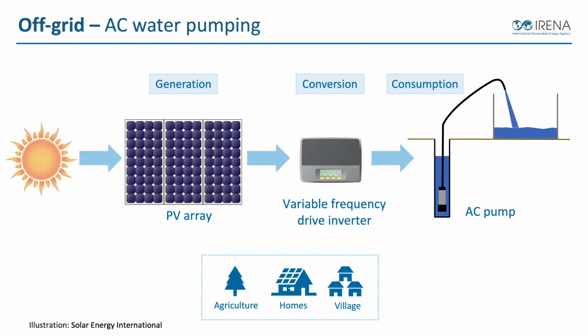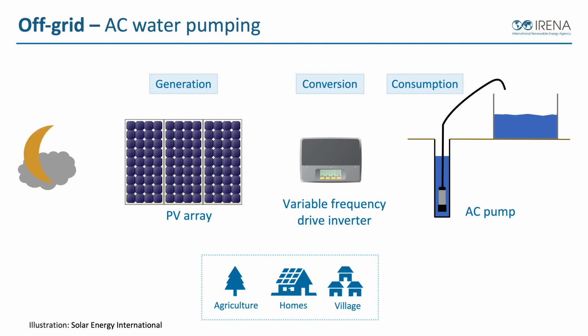And so similar to the DC pump, when the sun shines, we're going to produce DC electricity from our PV array. We're going to turn that into AC electricity through the variable frequency drive inverter, and then we're going to power an AC pump. Now, just like in the DC pump example, once the sun sets, we're going to stop pumping water. And so the amount of water pumped is going to be based on the size of the array, the size of the inverter, the size of the AC pump, and how sunny of a day we had.